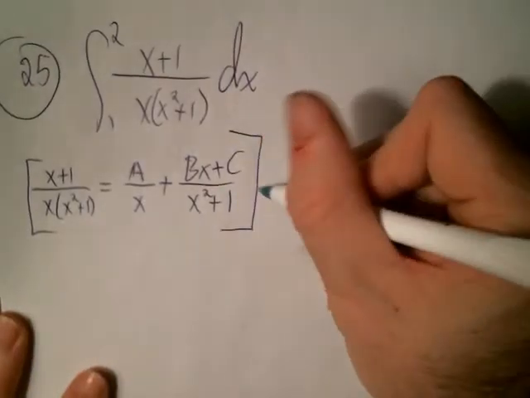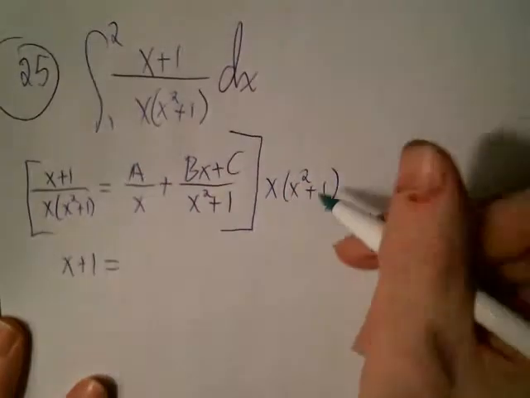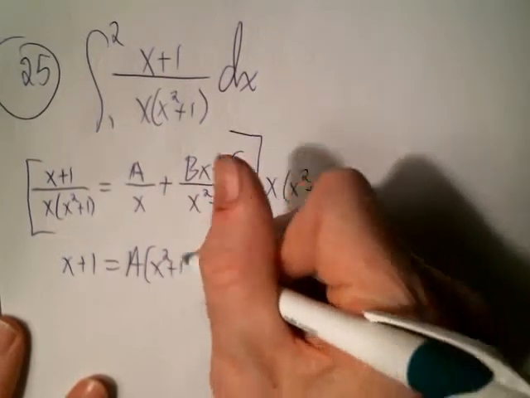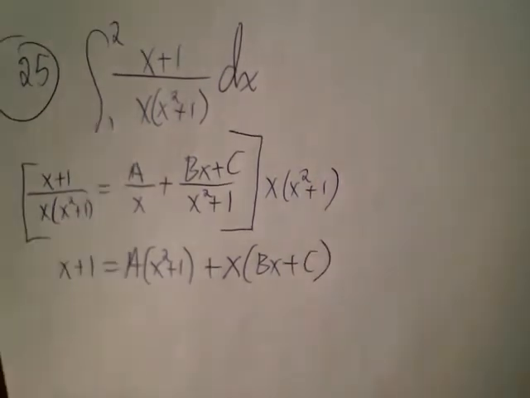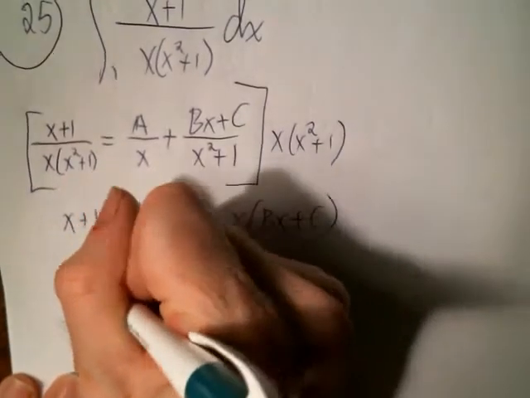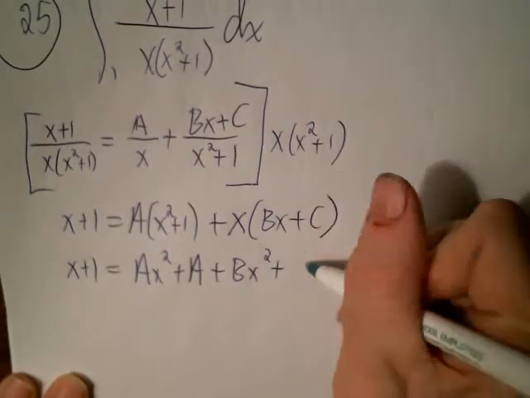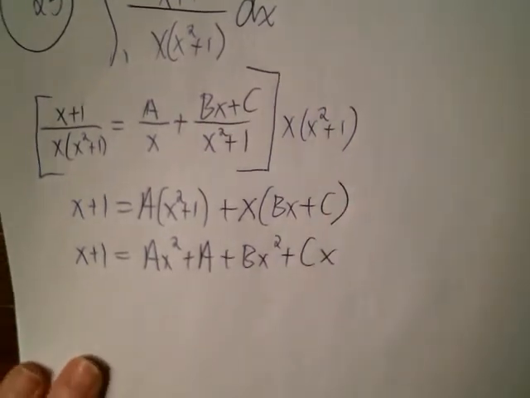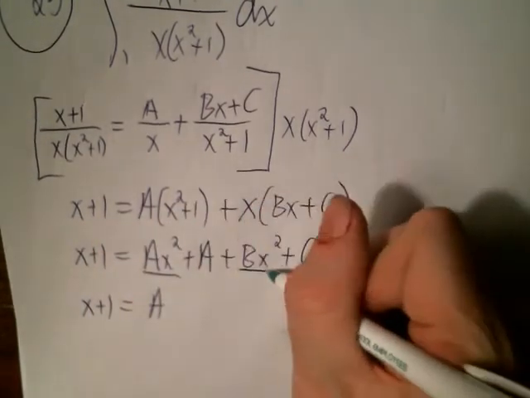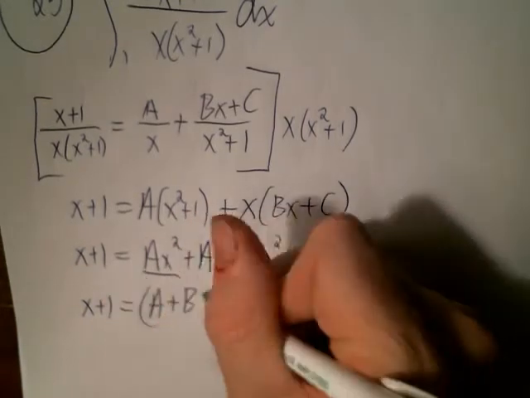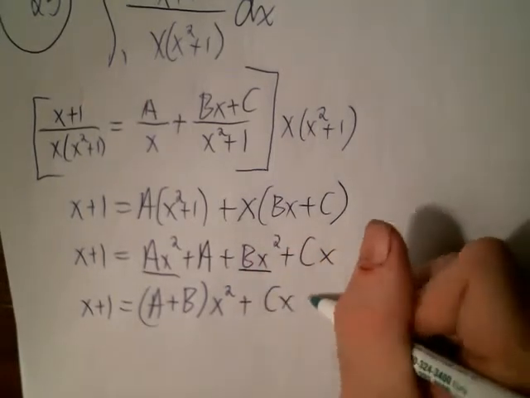I'll multiply through by x times (x squared plus 1). You'll end up with x plus 1 equaling A times (x squared plus 1) plus x times (Bx plus C). So we have x plus 1 equals Ax squared plus A plus Bx squared plus Cx. And then we want to group like terms together. So I have Ax squared plus Bx squared. At the end of the day, I can factor out an x squared from both of those and have (A plus B) x squared. And then I have plus Cx and then plus A.